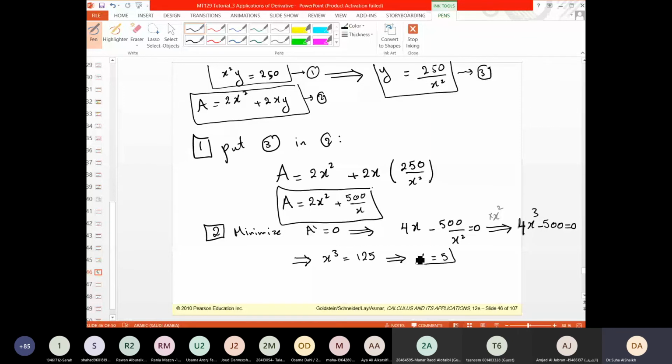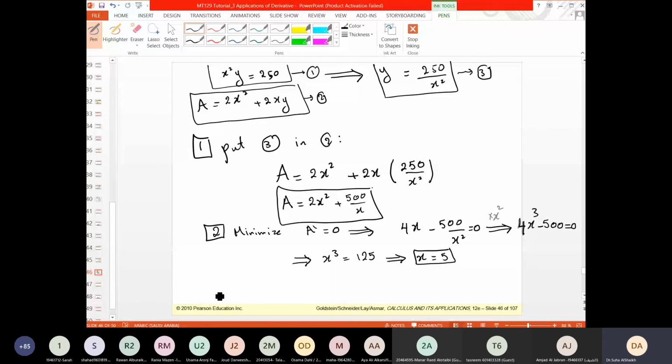You get what I did? Let me write one more step. 4x cubed equal to 500. Divide by 4, it's 125. The third root of 125, x equal to 5. I got the x already. Done.